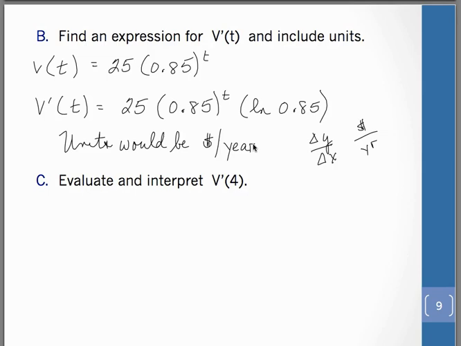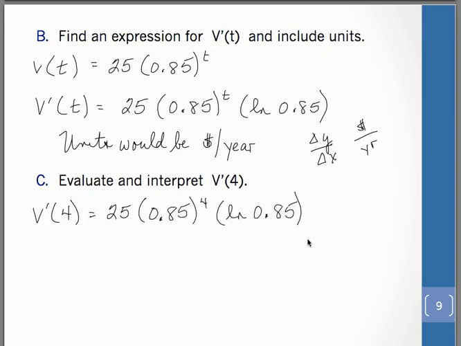So finally, let's end by interpreting and finding v prime of 4. So we have 25. You can do this, of course, on your calculator. So if you go ahead and do that, you should get that it's a negative approximately 2.121.